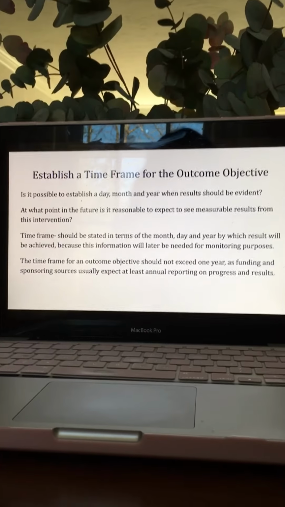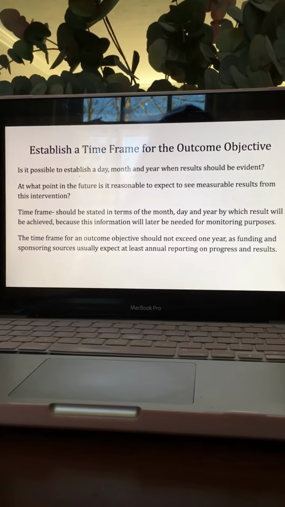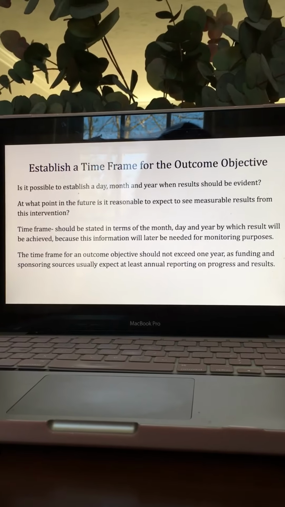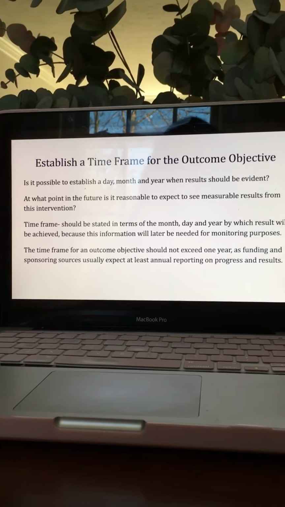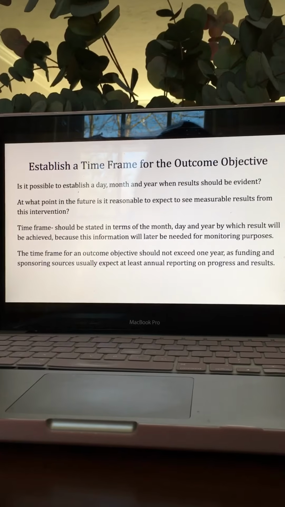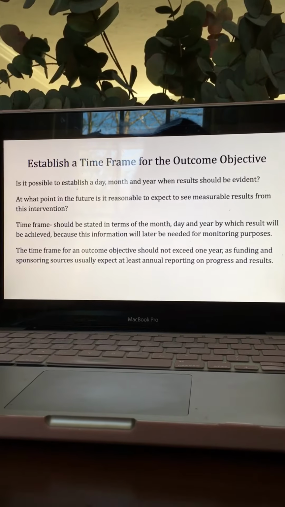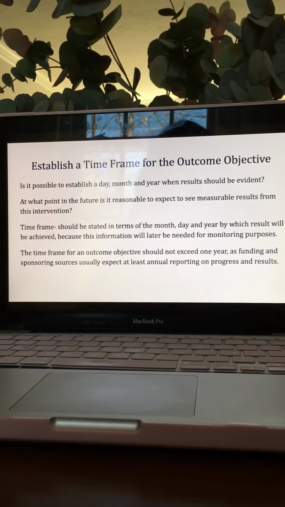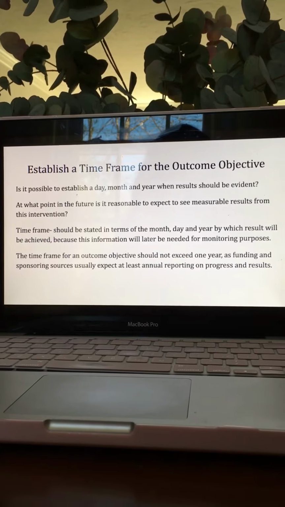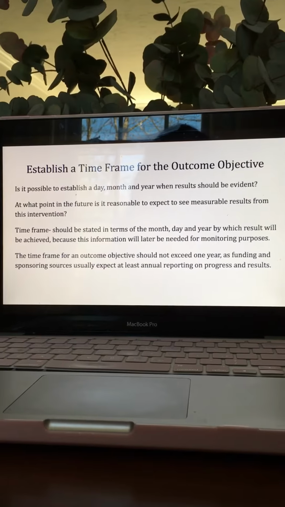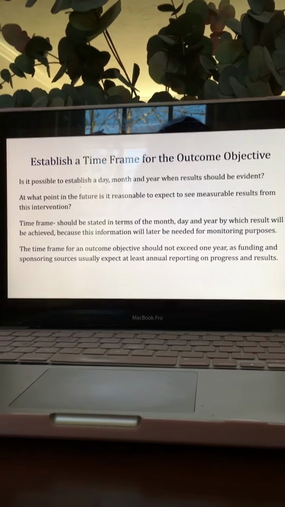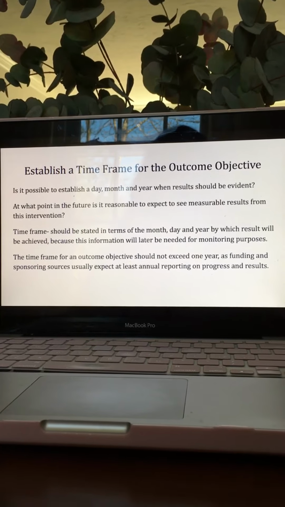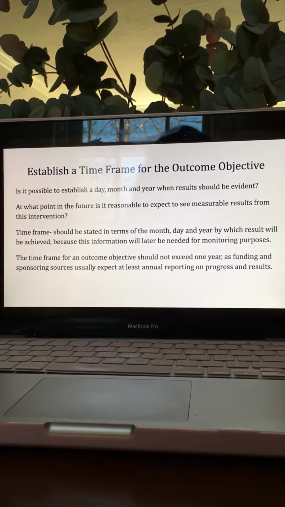Next is to establish a time frame for the outcome objective. We talked about duration and all those terms in the last chapter. So we're going to talk about the time frame for the outcome objective. Is it possible to establish a day, month, and year when results should be evident? That is our main question here. At what point in the future is it reasonable to expect to see measurable results from the intervention? The book gave us the definition of a time frame, which should be stated in terms of month, day, and year by which results will be achieved.